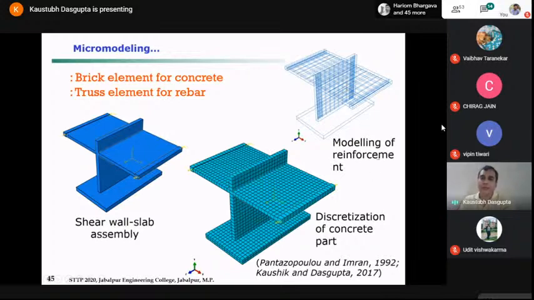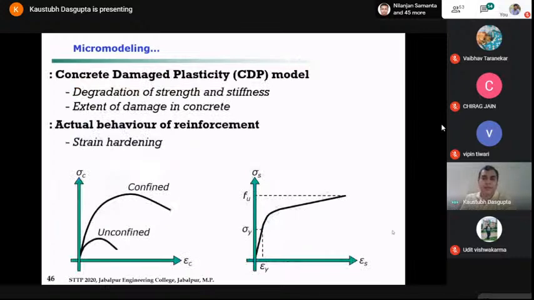Okay. My current PhD student, one of my students, Somi Rajman, she's also modeling in the same way. Okay. And we followed the original study by Pantazopoulos and Imran. That paper actually showed us the details how we can model this. So that is for the modeling of the members.